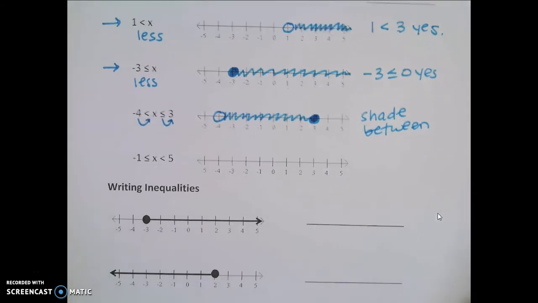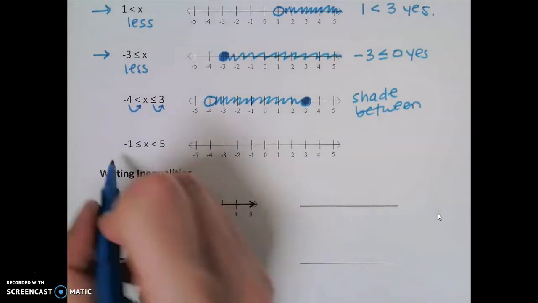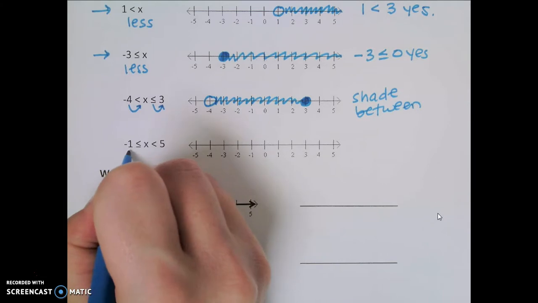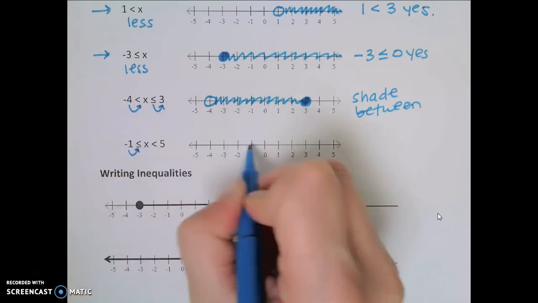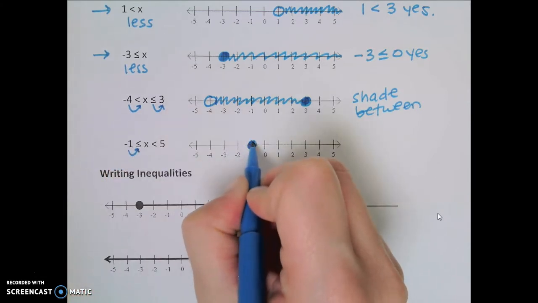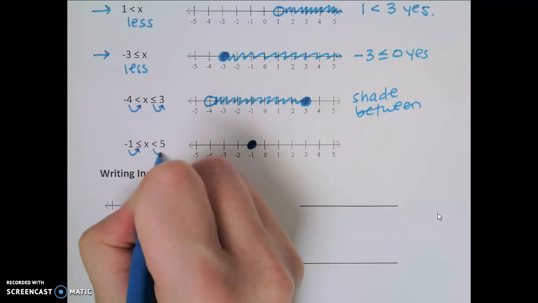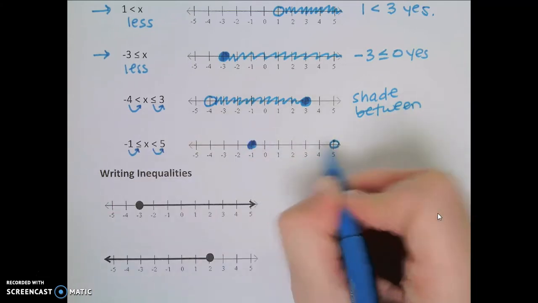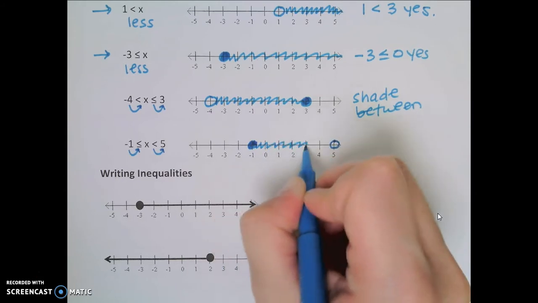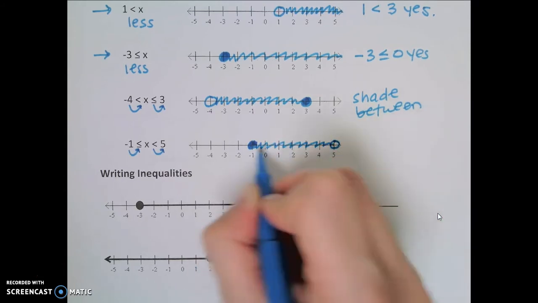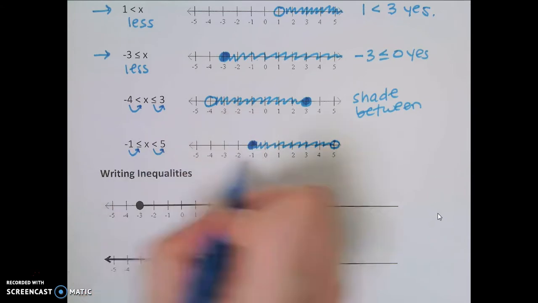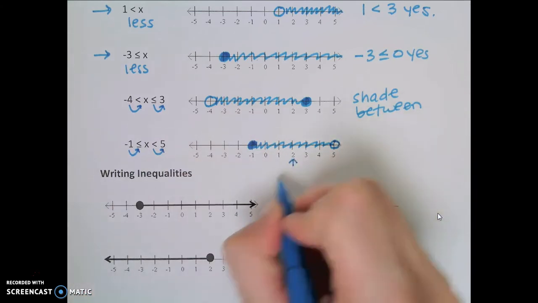Okay. All right, let's try another one of those. So for -1 being less than or equal to x, I need a closed circle. And then for x being less than 5, I need an open circle. And then again, I'm going to shade in between the numbers because those are all the numbers that would make x be true.